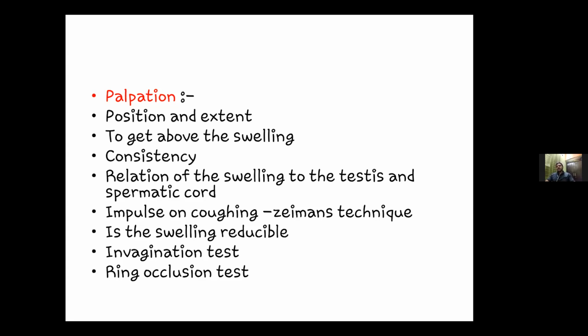In this test, the patient is made to stand, and the root of the scrotum is held with the thumb finger and the index finger, and the surgeon tries to get above the swelling. Usually, the surgeon cannot get above the swelling in case of inguinal hernia. But if the surgeon is able to feel the spermatic cord structures, or else the round ligament in case of female, it is usually a scrotal swelling.